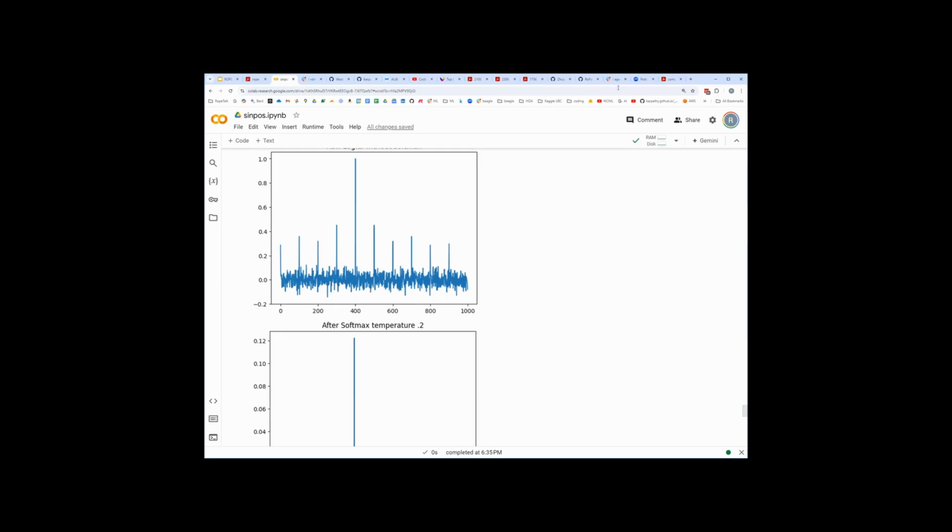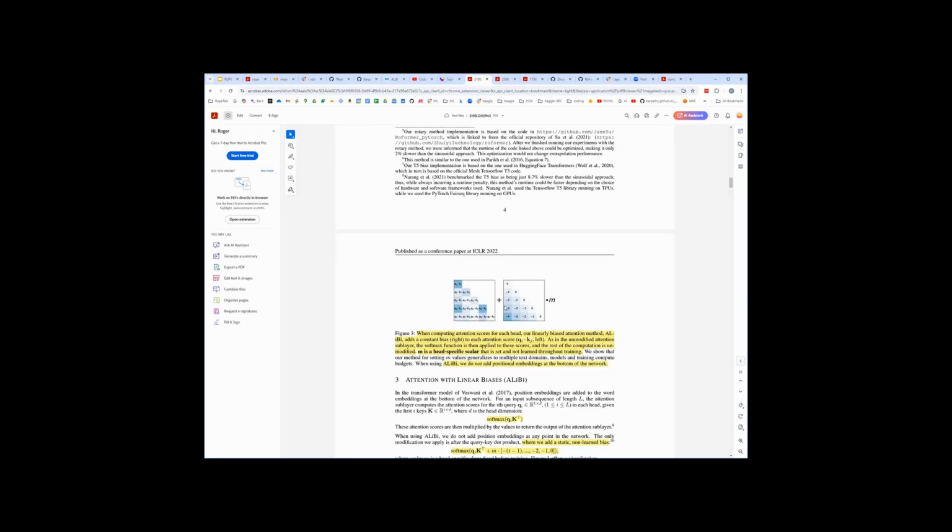Or I guess they were showing it as negative values. Negative, so a lesser negative value added to it. So it pushes down the ones that are farther away, leaving the ones that are closer biased. And that's all it is.